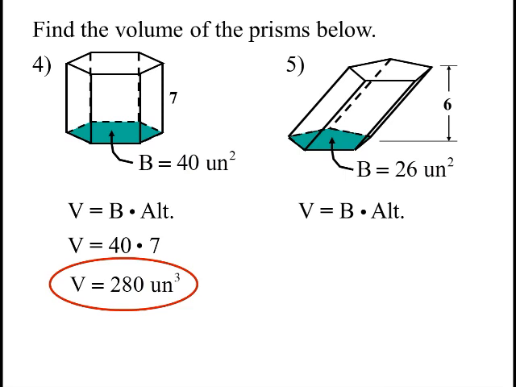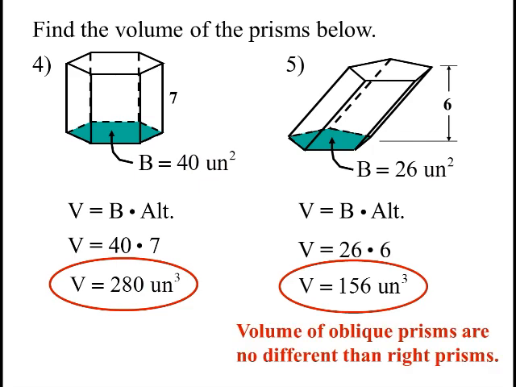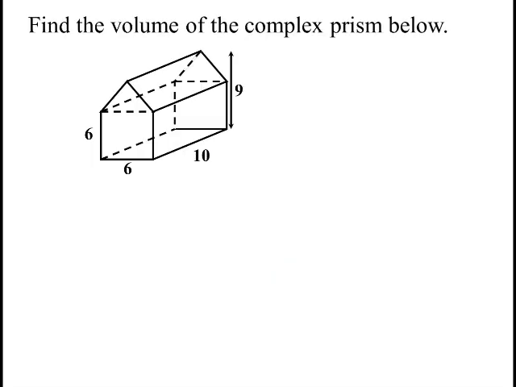Now, on this one, does it matter that the prism is oblique, that it's leaning to the side? No. As long as the base hasn't changed and the altitude hasn't changed, then the volume's not going to change. The surface area gets a lot bigger, but oblique prisms have no effect on volume. So the volume's going to be the same. Pause the video here and try this one.